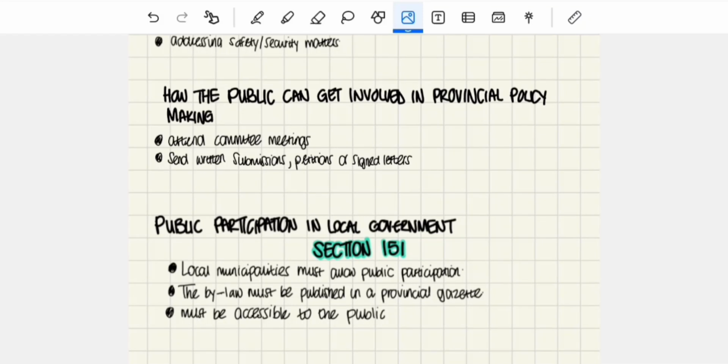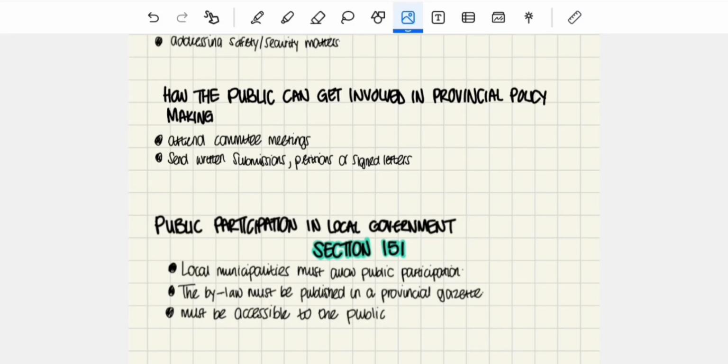Okay, public participation in local government, making bylaws or mini laws in a city or a town. Under section 151, local municipalities must allow public participation. A bylaw is like a rule at home: no loud music after 9 p.m. It must be discussed and agreed upon.